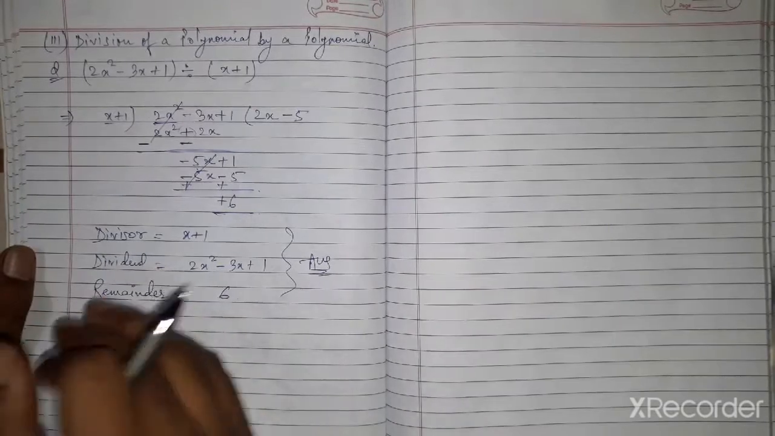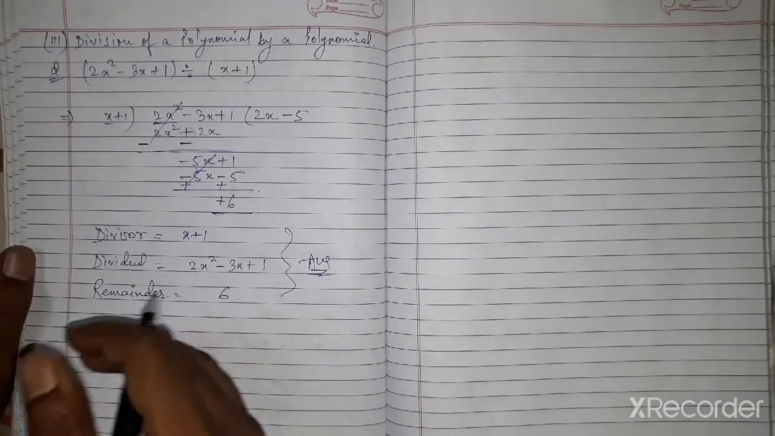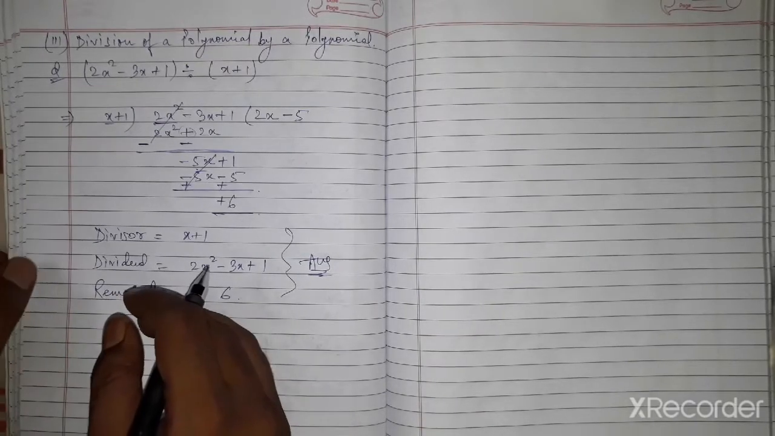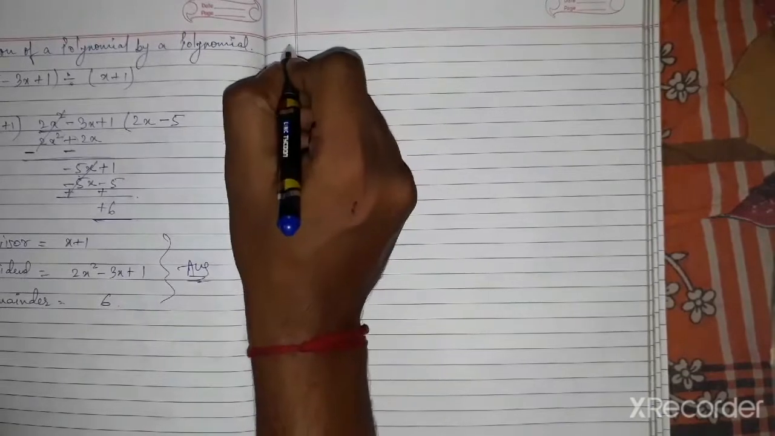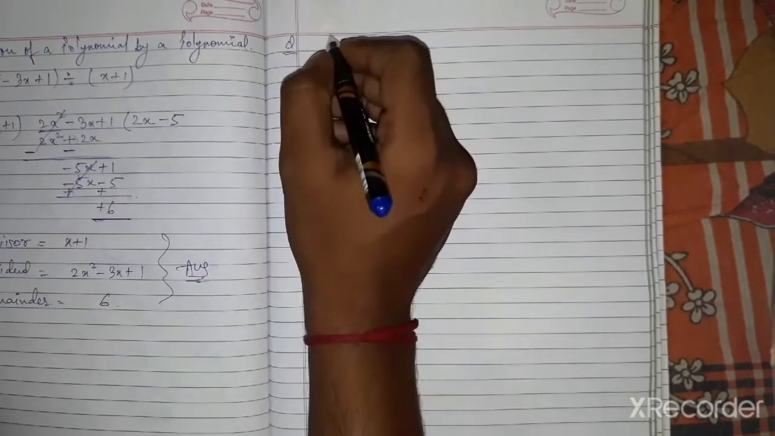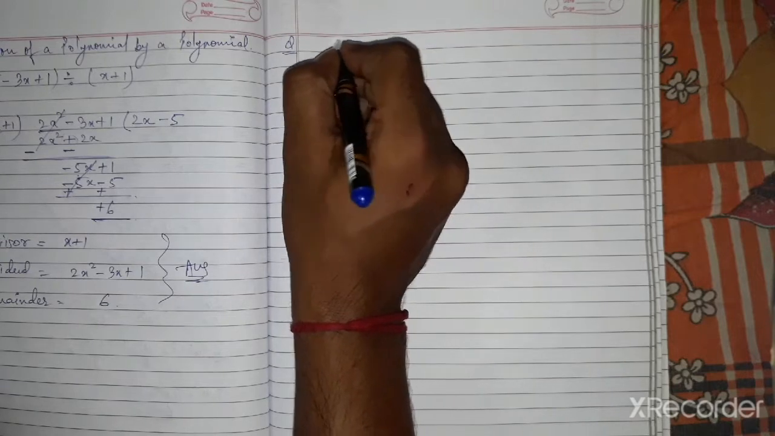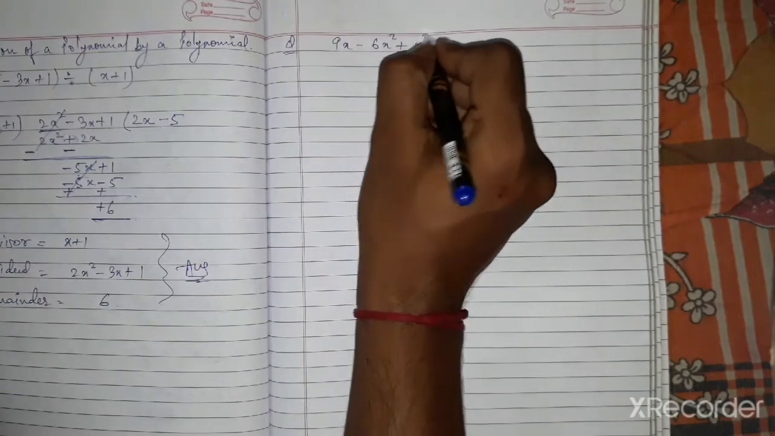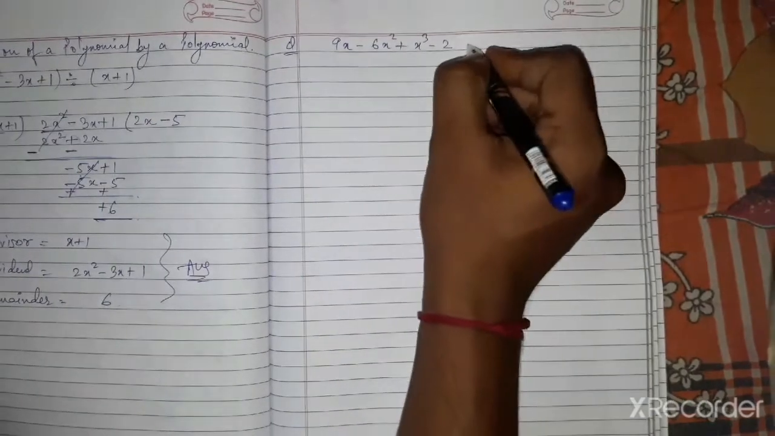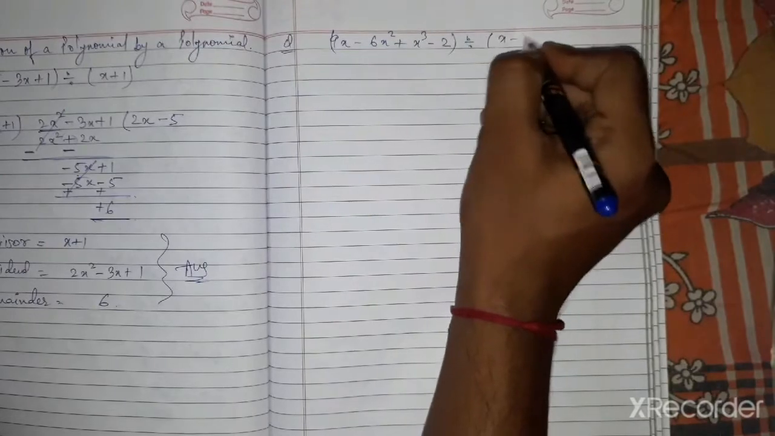In this method, we will divide a polynomial by a polynomial. Now let's take one more example, how I will divide a polynomial by a polynomial. Let's take one more example. Suppose I have one question, that is 9x minus 6x square plus x cube minus 2, which is divided by x minus 2.